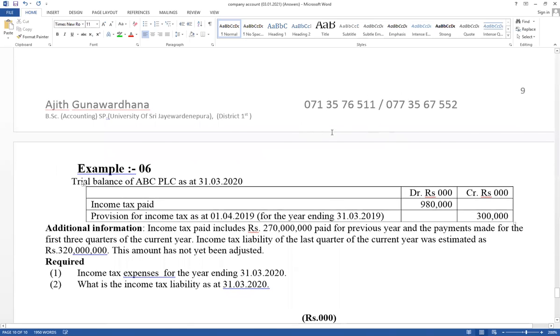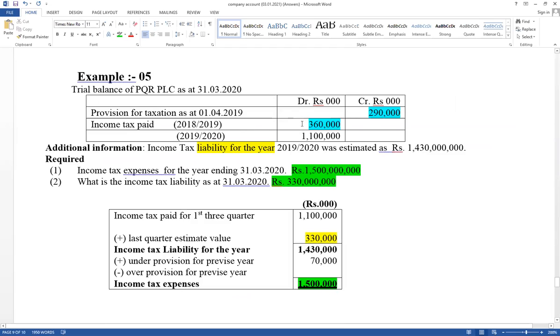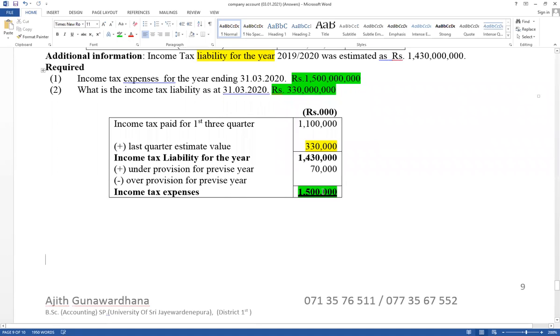Question 5 has given it separately: last year's last quarter paid amount and this year's first 3 quarter paid amounts. But question number 6 has given the total value. Therefore, last year's last quarter paid amount as well as this year's first 3 quarter paid amount, total value is given. Think about the difference, question number 6.